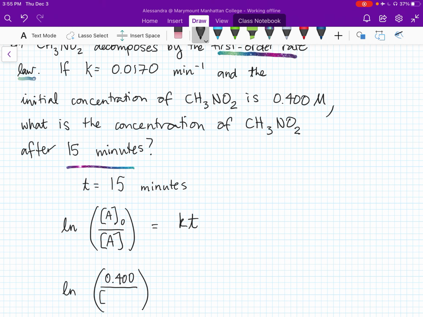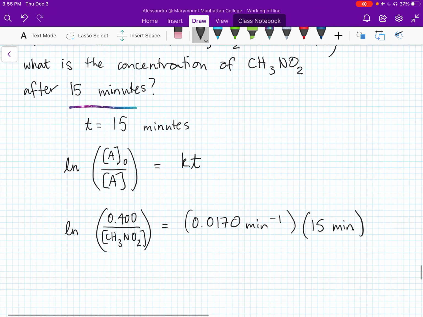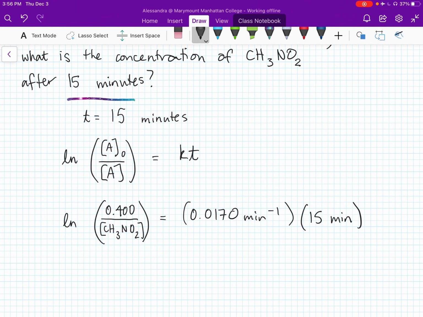The concentration at time t, instead of A, I'm going to put in CH3NO2, which is my actual reactant here. This is going to be equal to k. k was given in the problem, 0.0170 reciprocal minutes. And I want to make sure I have the same units for time, 15 minutes. So the units of time will cancel, so I have unitless quantities on both sides. And that product comes out to be 0.255.